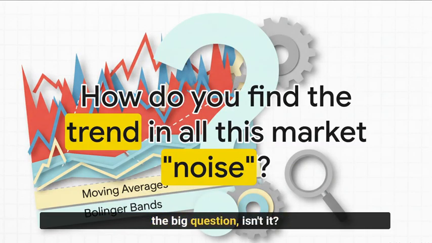And that's really the big question, isn't it? All those daily ups and downs, the little random price movements, that's what traders call noise. And all that noise makes it incredibly difficult to see the real direction, the underlying trend. Is the stock really going up? Is it going down? Or is it just stuck going sideways?